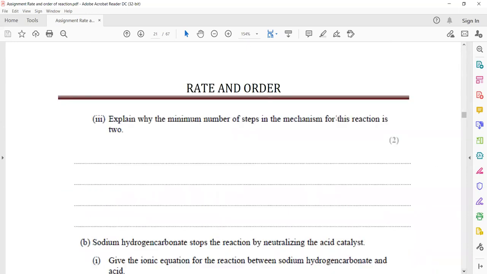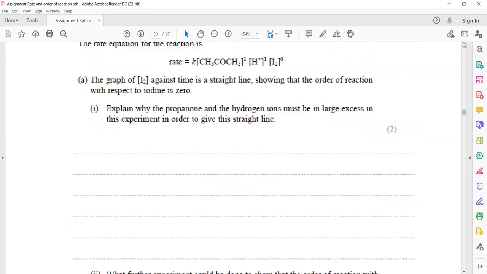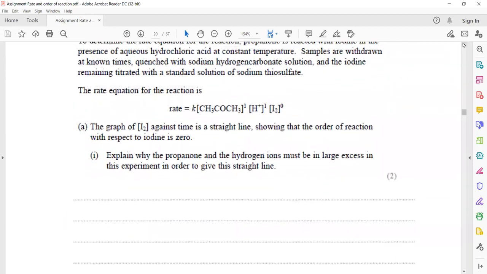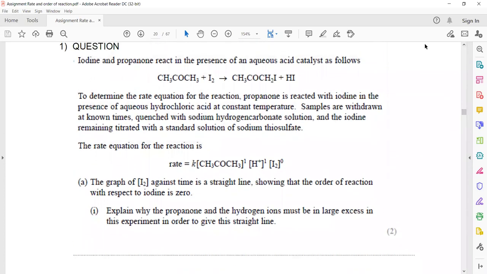Explain why the minimum number of steps in the mechanism is 2. So why is it not a one step reaction, why is it having multiple steps, 2, or it can be more, but in this example it is having 2. As you can see here, the original reactants are not involved in the rate determining step, because according to the overall equation, if it was a one step reaction, what should be the rate equation?